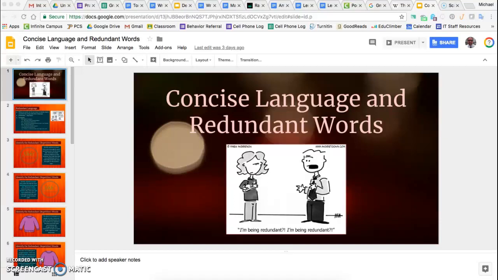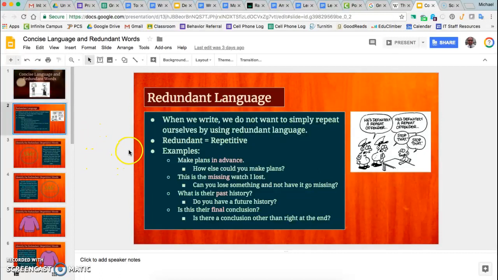This presentation goes through the use of concise language and avoiding redundant words. As you can see on this first slide, redundant language just refers to anything that's overly repetitive. So a lot of times when we're writing, we start to do this by accident. We don't want to just repeat ourselves and waste words and have more words just to have a longer piece of writing. That's not the point. So we instead want to only use words that are necessary and avoid any of the ones that are too repetitive. So some examples you can see down here.